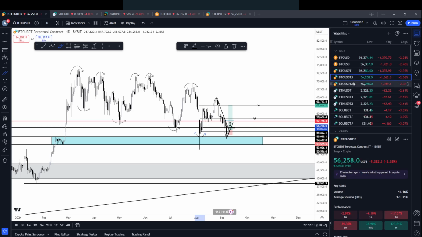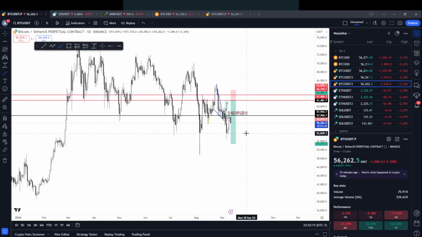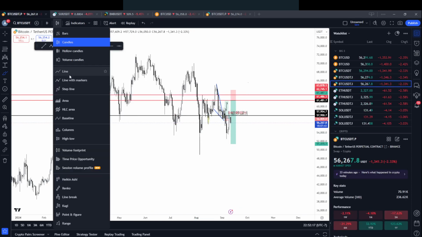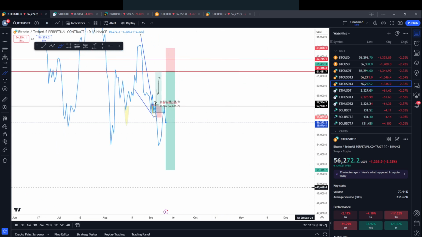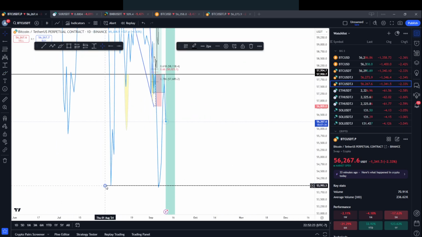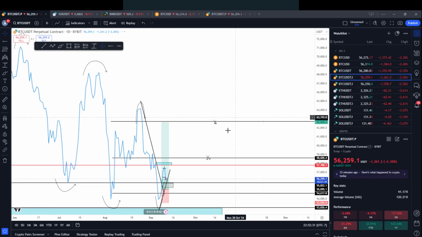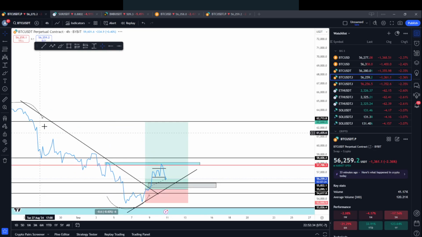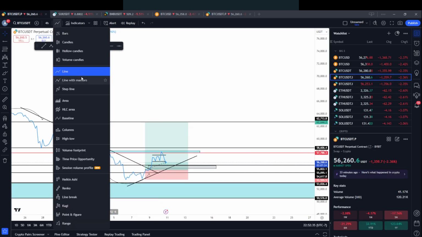I'm going to show that from a line chart point of view. Okay, see, that was a lower low. We did make a lower low structurally. Okay, so back here, let's go back to candles.